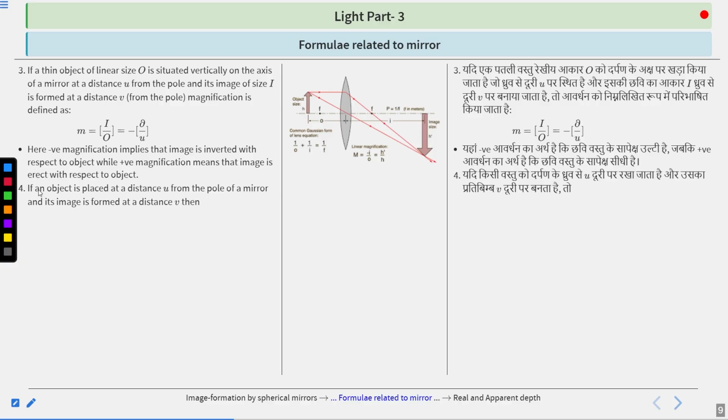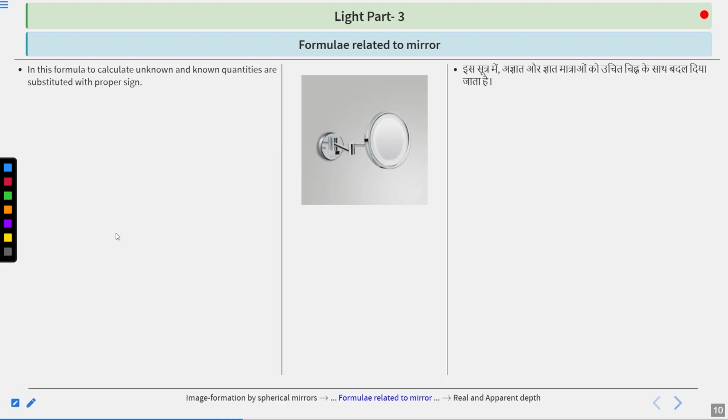Thereafter, if an object is placed at a distance u from the pole of a mirror and its image is formed at a distance v, then in such a case, 1/v + 1/u = 1/f. Remember this. In this formula, to calculate unknown and known quantities, substitute with proper sign.